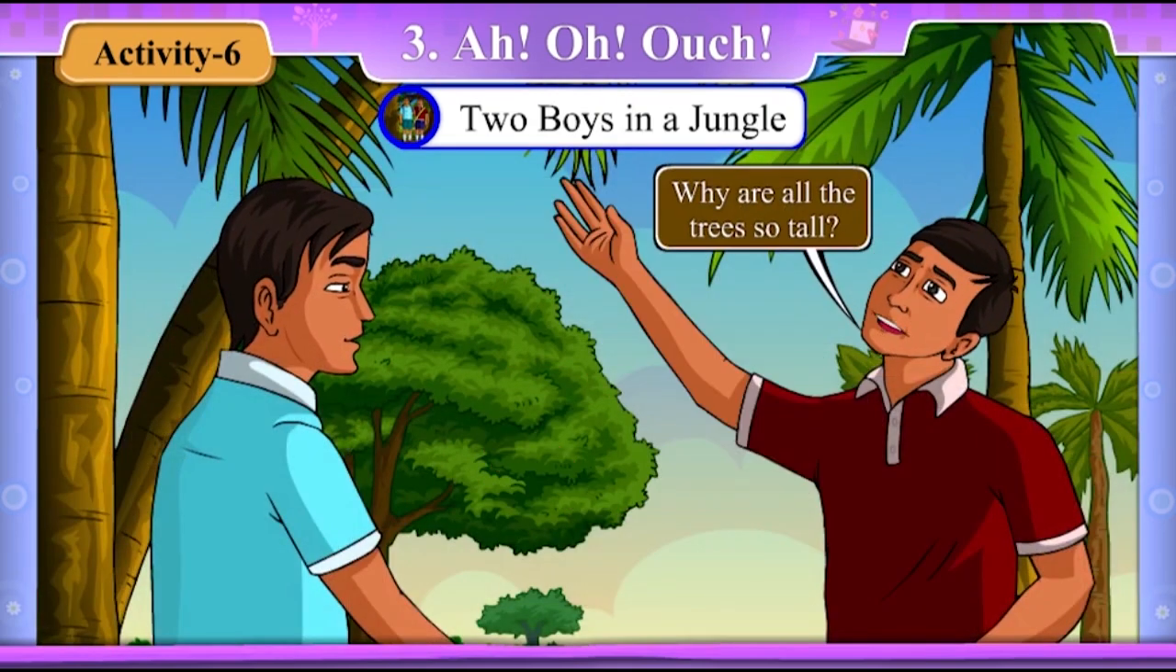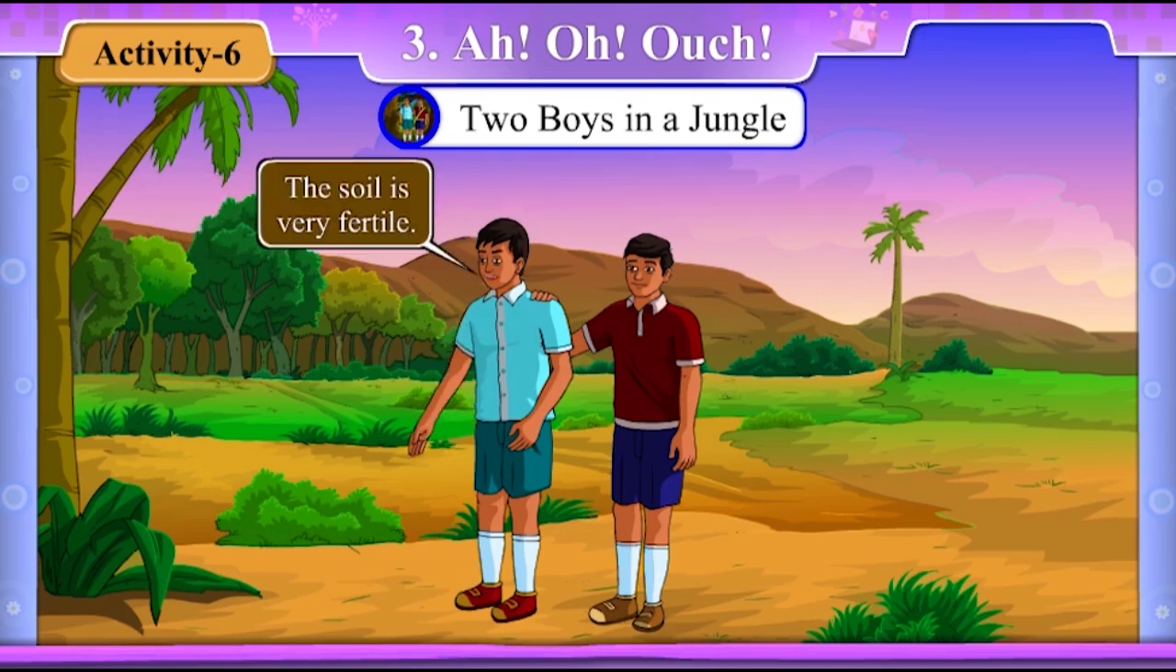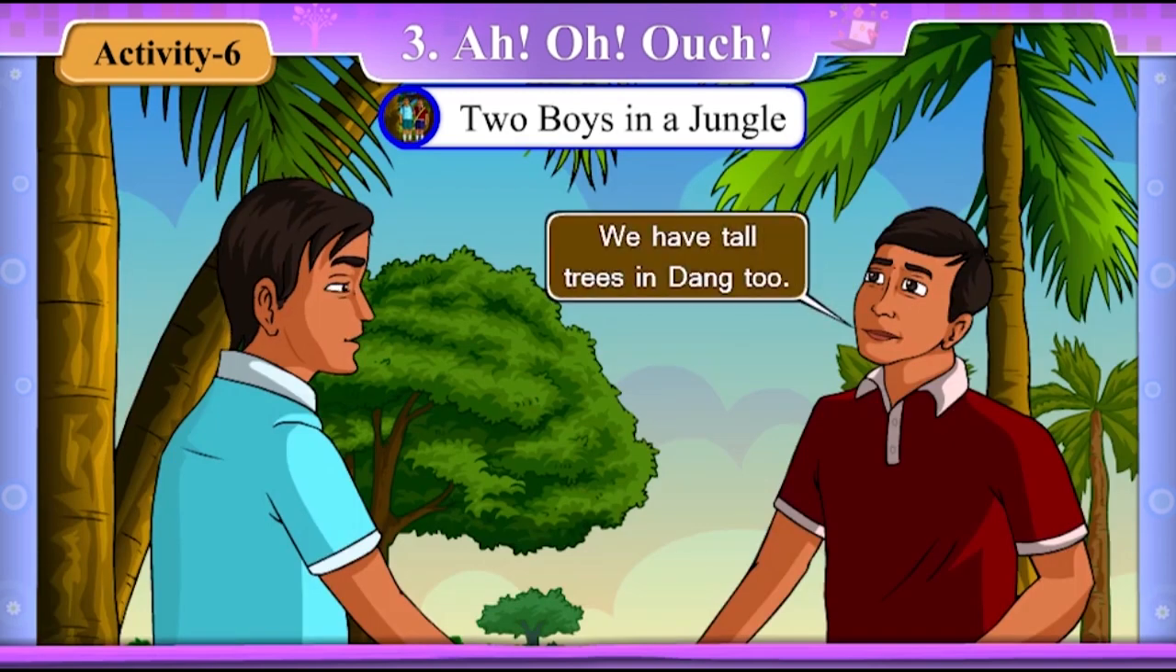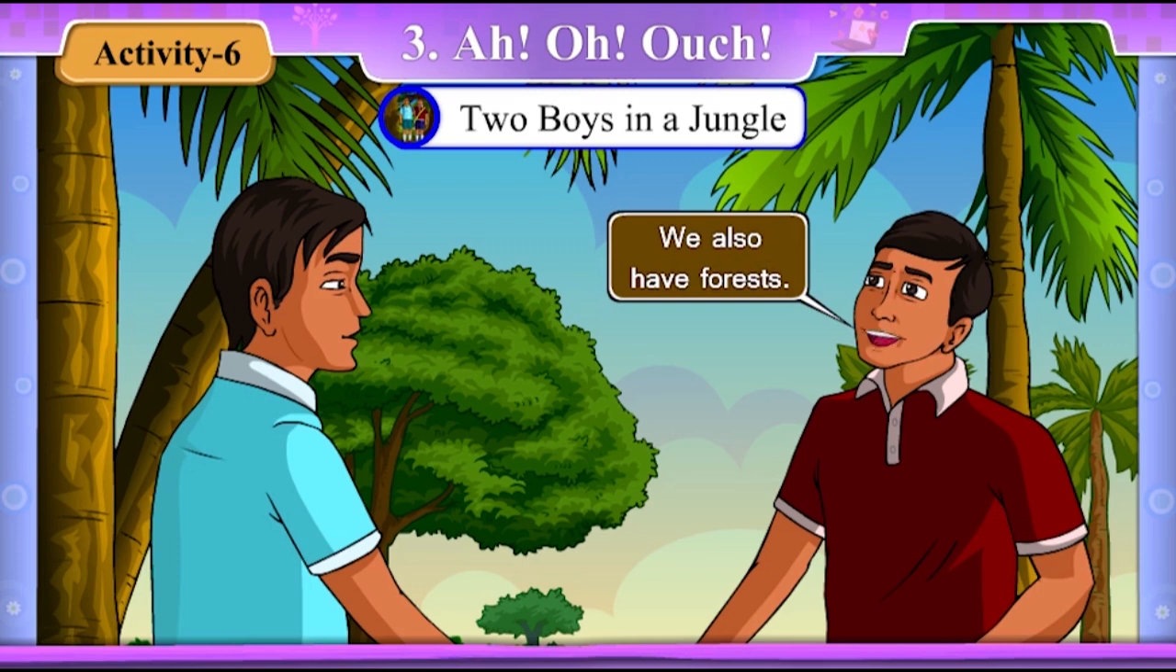Why are all the trees so tall? They are tall because we get a lot of rain. The soil is very fertile. We have thick forest. We have tall trees in Dang too. We also have forests.